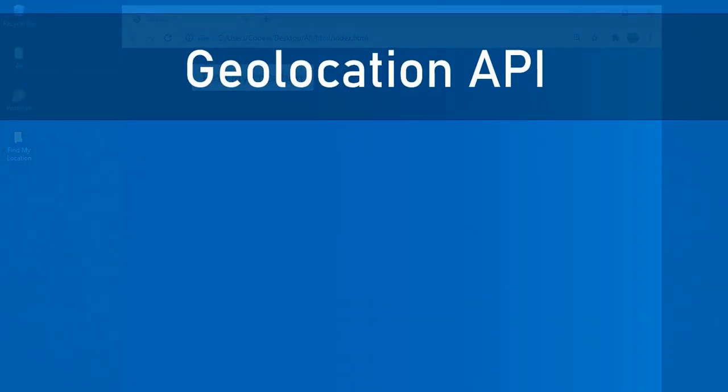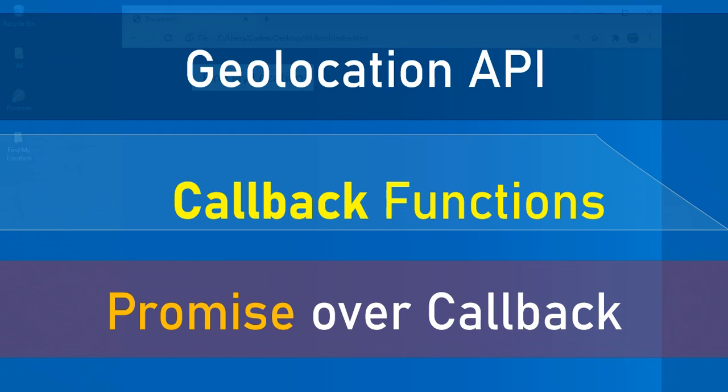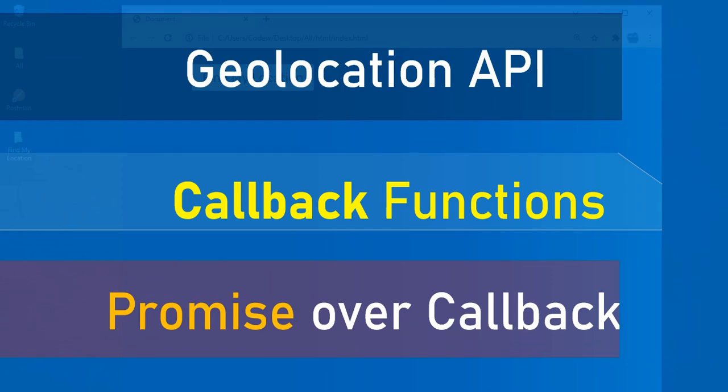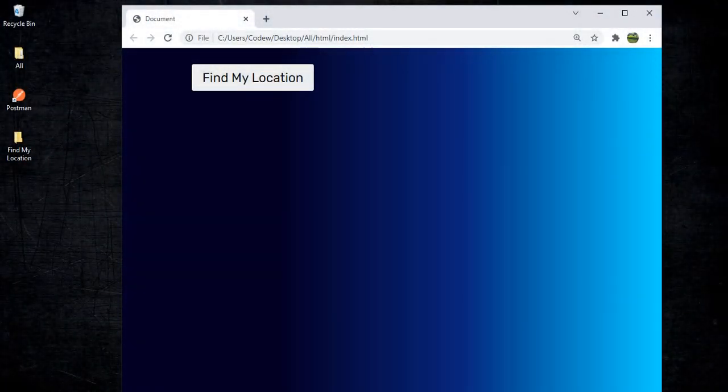GeoLocation API. In this session, we are going to see what is GeoLocation API and how it works. We are going to see what is the practical usage of callback functions and promise in JavaScript. As part of this session, we are going to create an application called Find My Location to get the current location details of the user.